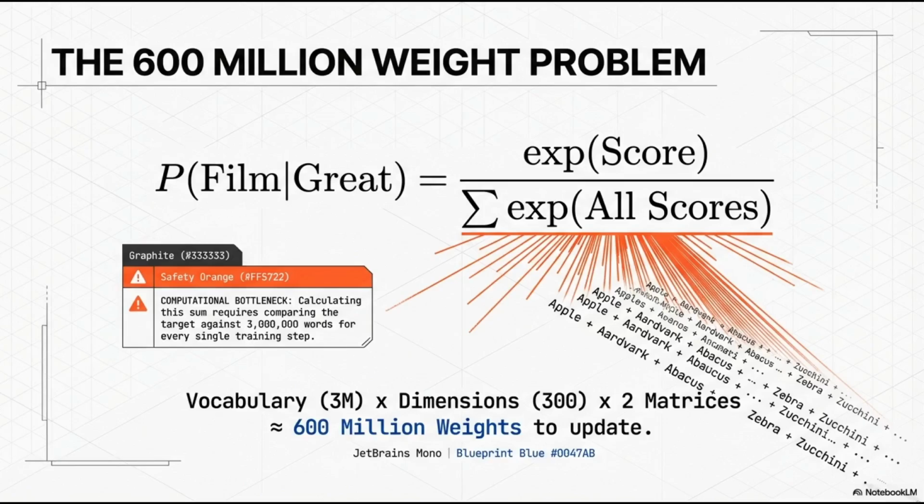Traditionally, we use the Softmax function, but we have a massive problem. If you look at the denominator of the Softmax function, to calculate this probability for film, we have to divide by the sum of scores for every other word in the dictionary. Let's say we have 3 million words in our vocabulary. We have to calculate 3 million dot products just to do one single update. That is computationally impossible, or at least very heavy.